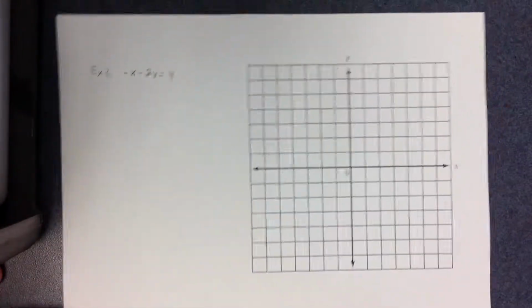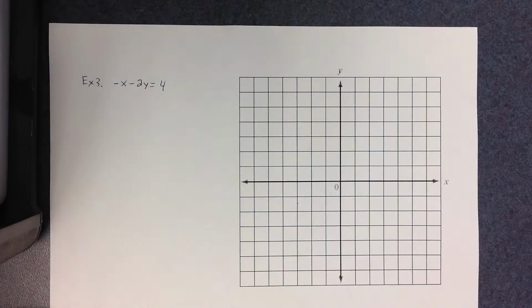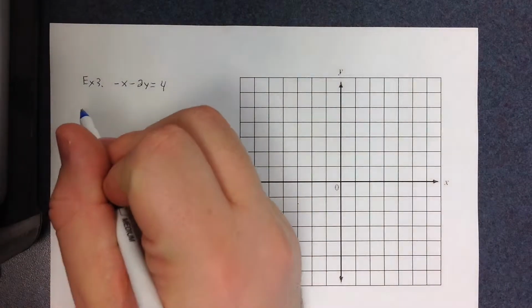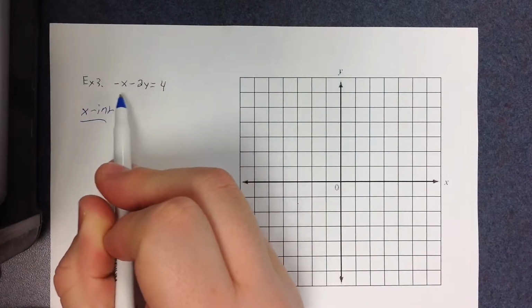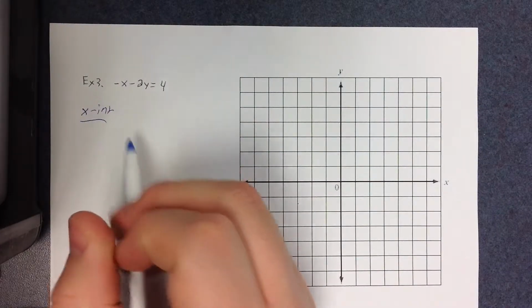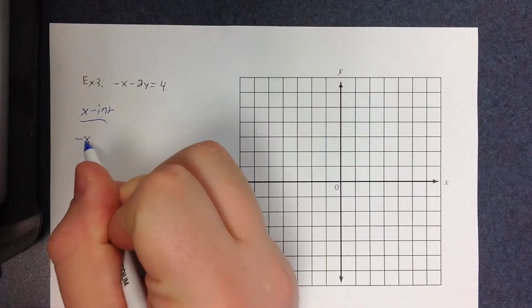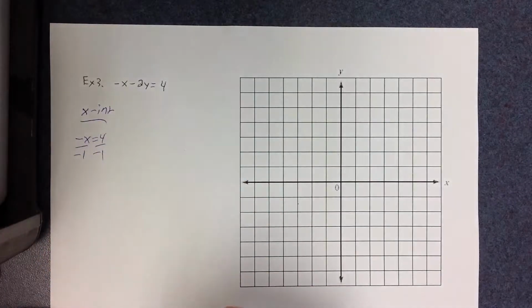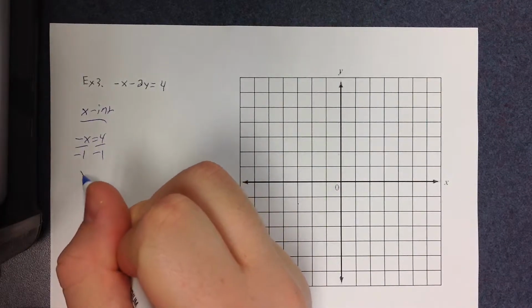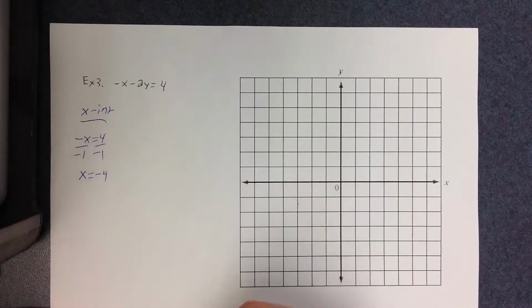Let's look at a couple more. Say I had negative x minus 2y equals 4. So again, the x-intercept, I take away the y term, and again it's in standard form, these are on the same side. So that leaves me with negative x equals 4, which means I need to divide both sides by a negative 1. So I get x equals negative 4.